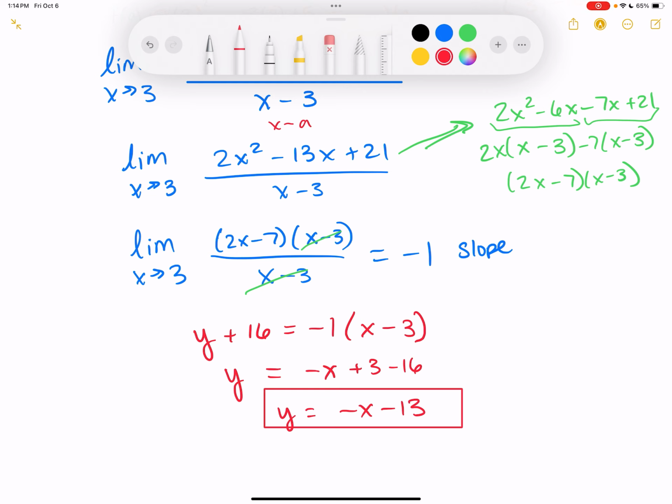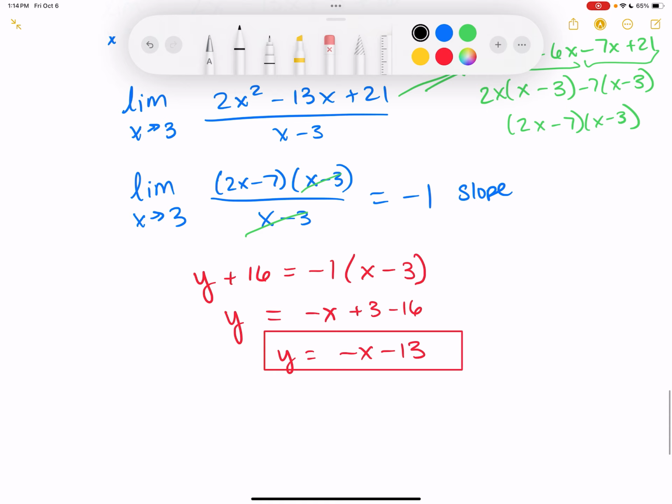Now, if we wanted to find the normal, what would we do differently? You have to find the perpendicular slope. Which would be what for this case? Positive 1, and then we would do the same thing. But this one didn't ask for that. This one only asked for the tangent. The next problem asks for both.